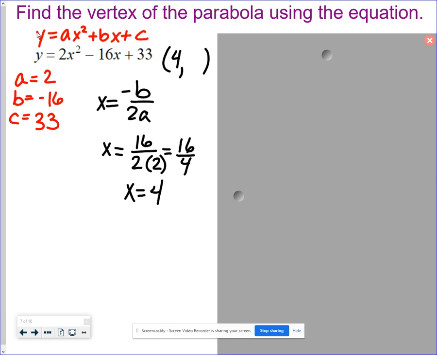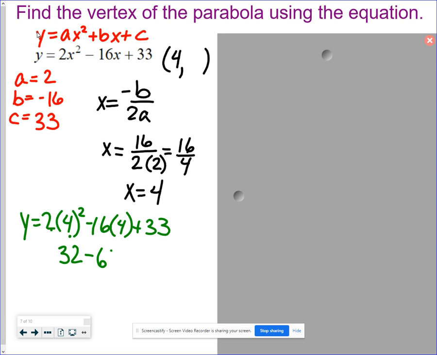Keep in mind, I am writing out every single thing I can on this problem. You're going to be able to do a lot of this without having to write all this down every single time. But if the x is equal to 4, then for my equation, y equals 2 times 4 squared minus 16 times 4 plus 33. Order of operations always matters. So I'm going to do my 4 squared right here. That's 16 times 2 is 32. 16 times 4, I already have my subtraction there. That's 64.